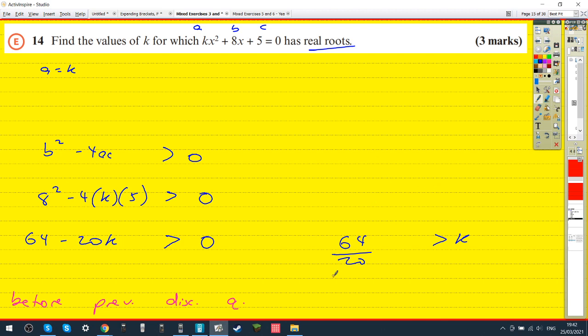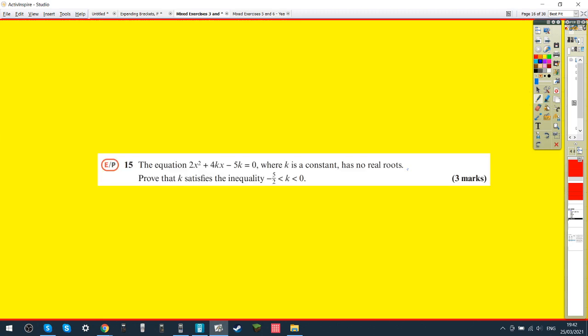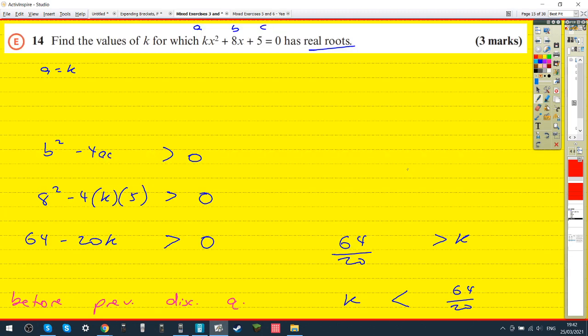What would that be with k on the left side? Would that be k is greater than or equal to? No, just k is greater than. So what will happen to this? Would it flip? So that flips. That's less than. Okay. Yes. So just be aware of that.